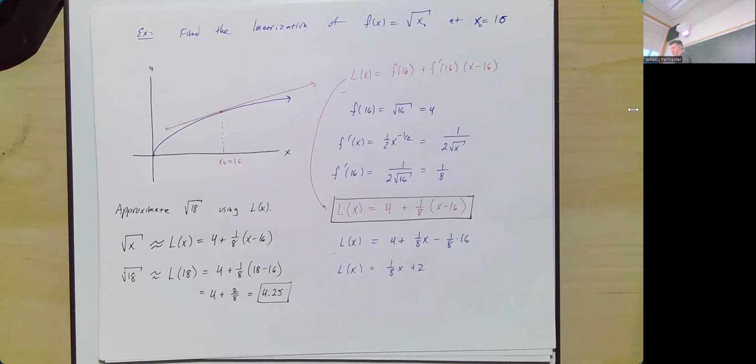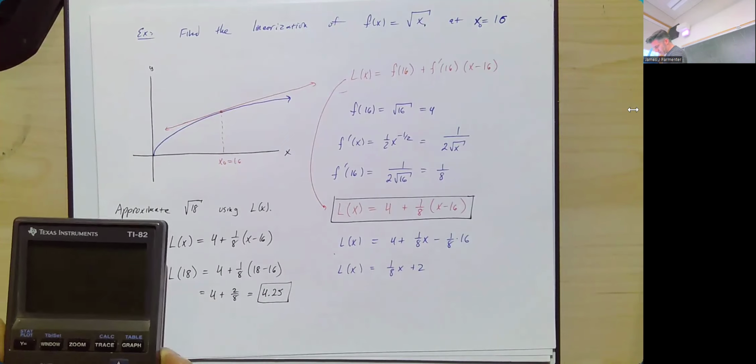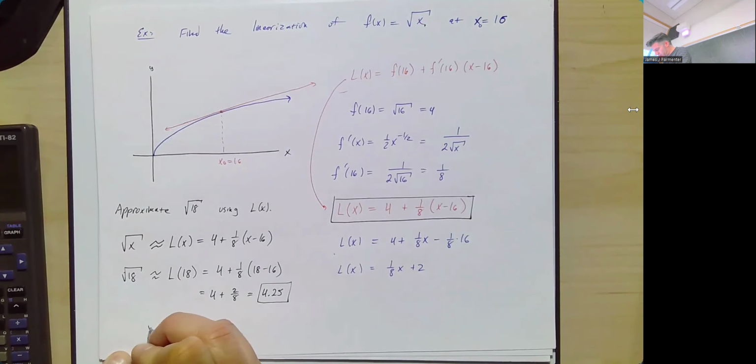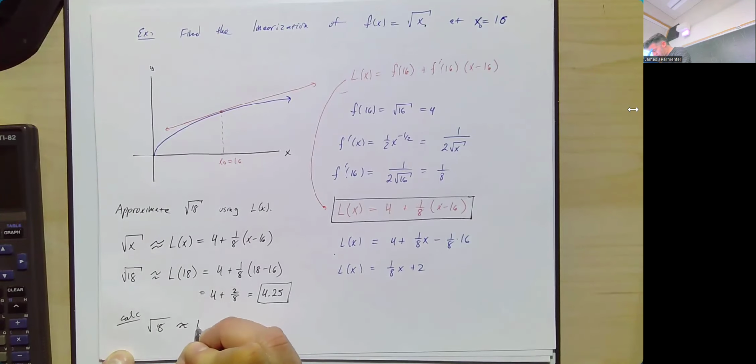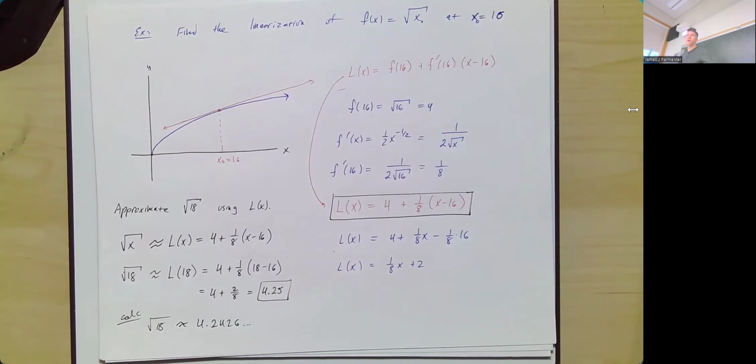So if you look at the square root of 18 on the calculator, it's approximately 4.2426, etc. So not bad, right? We're right to the first decimal. That's pretty good for a not too challenging approximation.